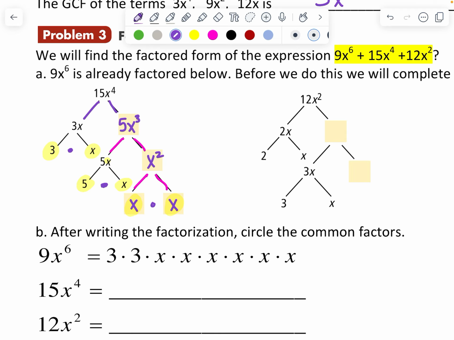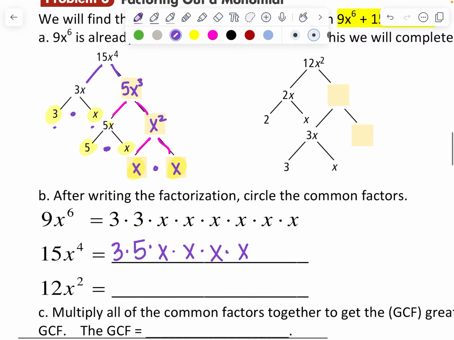So we're just going to write this one down in the line here. We're going to start off, you see the numbers? I'm going to write a 3 times 5. And then I've got a 5 times x. So I have x. 3 times x is, x goes here, x, and then 2 more x's. Okay? Now that should be right, 15x to the 4th, okay?